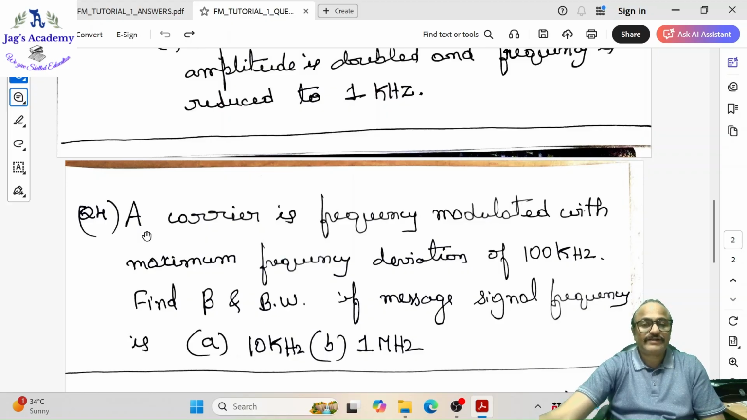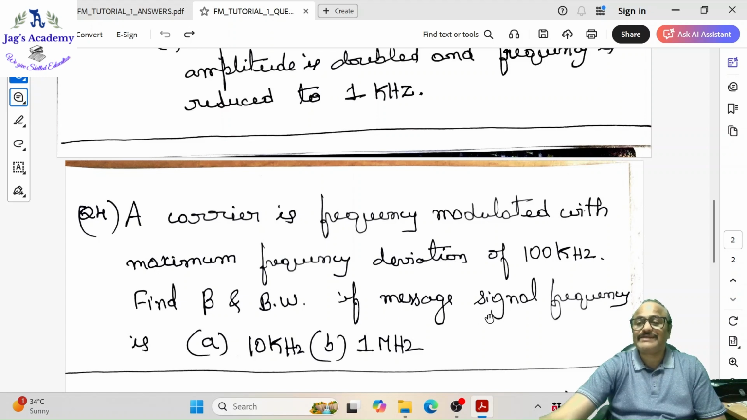Dear students, let us look at one more question. Very simple question. A carrier is frequency modulated with maximum frequency deviation of 100 kilohertz. That means Delta F is given. Now find the beta and bandwidth.